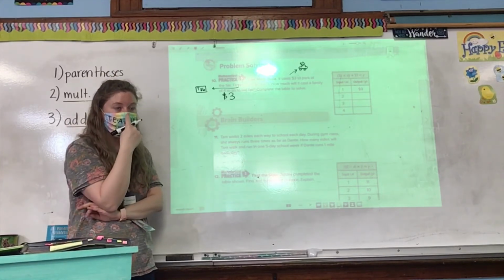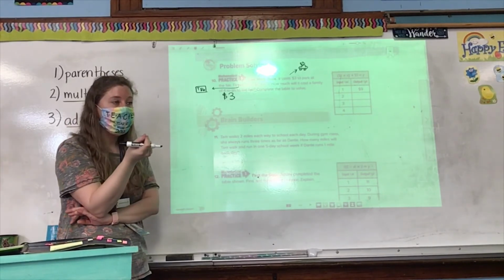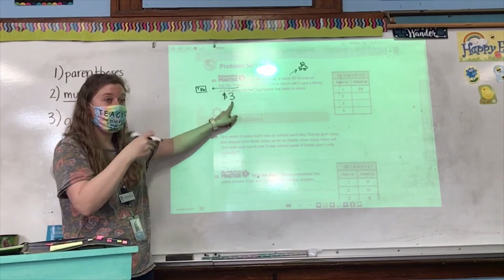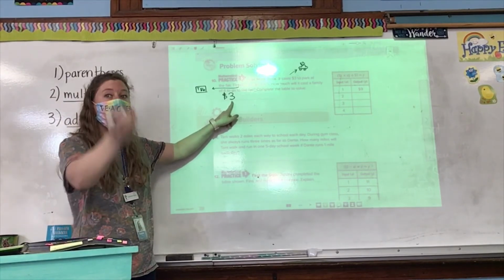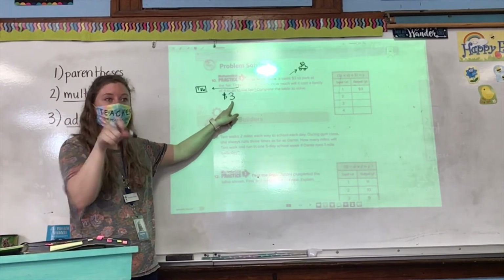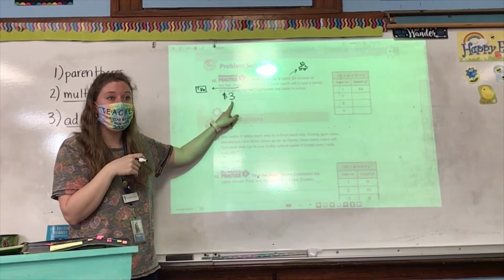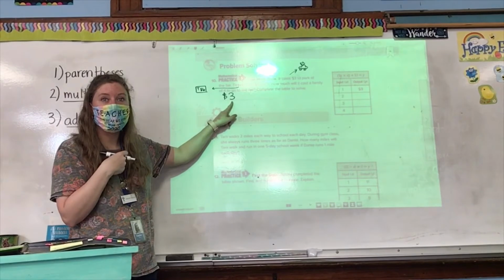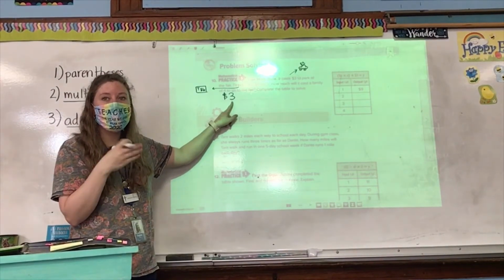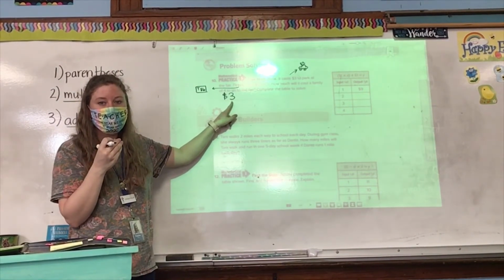No. Think about the total cost. Is this $3 going to repeat? Are we breaking it down between parking spots? Are we taking it away from the total cost? Are we getting it back? Or are we adding it to the total cost?